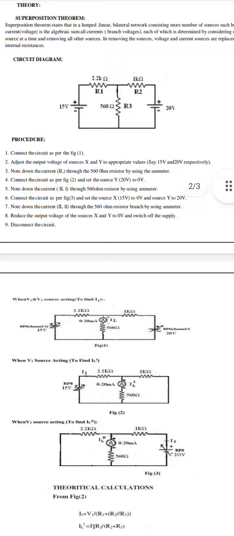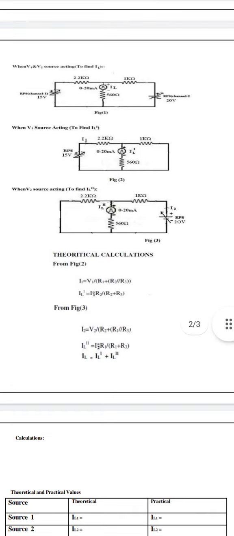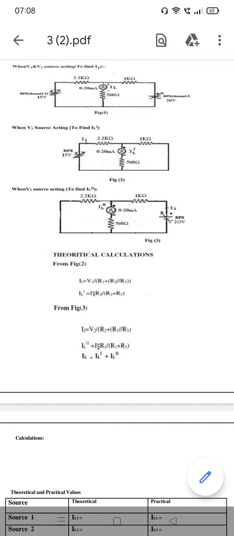Okay. For verification purpose, IL is equal to IL dash plus IL double dash. IL means in figure 1 the output current, when I applied V1 and V2, both voltages applied at the same time. IL dash is when I applied voltage V1, that time current. IL double dash is when I applied voltage V2 and V1 is short circuited, that time current.